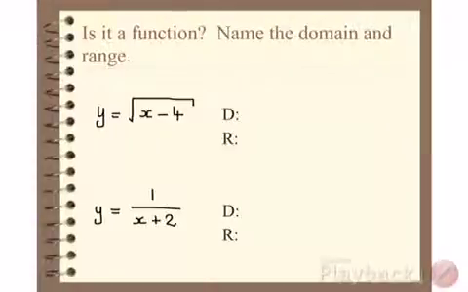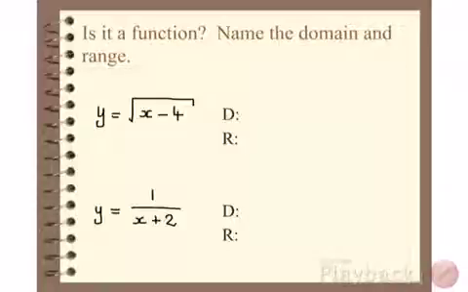Continuous. So for this example here, we want to see if it is a function, so name the domain and the range. In order for it to be a function, it has to pass the vertical line test. So I can draw this graph maybe on a CAS calculator or just draw it myself, and I will work out that y equals the square root of x minus 4 is a function. So it is a function, and I'm going to look at the range and the domain.